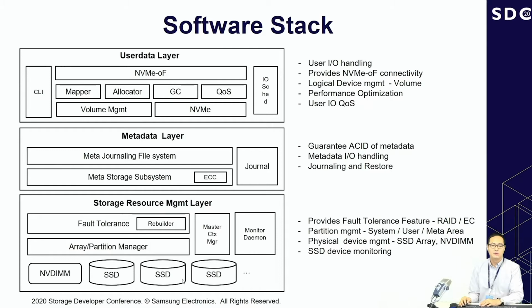Metadata layer is responsible for guaranteeing the speed of internal metadata. For this, it provides a simplified interface to other modules. Also, it has journaling functionality to efficiently store the updated metadata. And the user data layer is in charge of handling user I/O and providing NVMe Fabric connectivity. And it is optimized for providing higher performance and stable QoS.